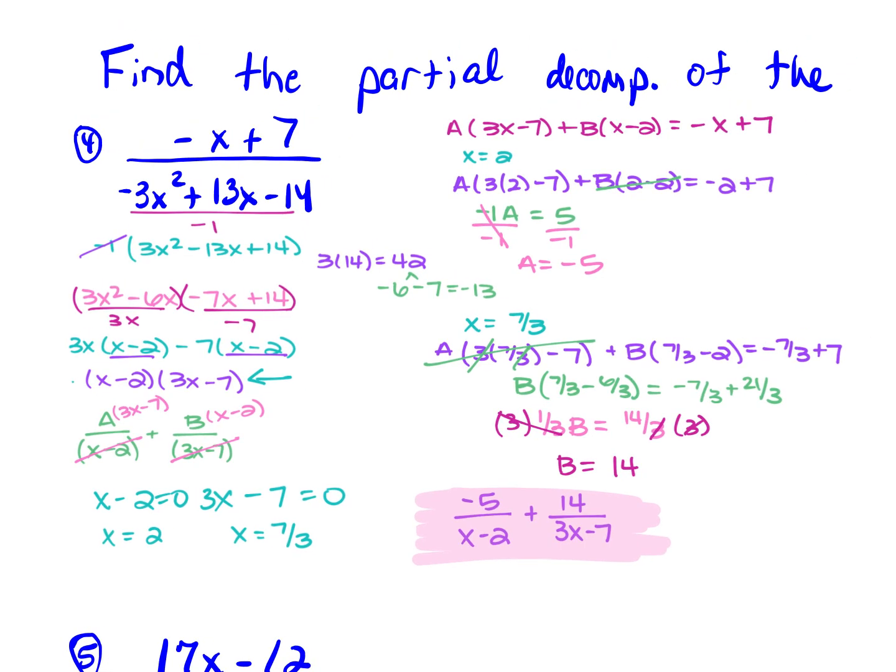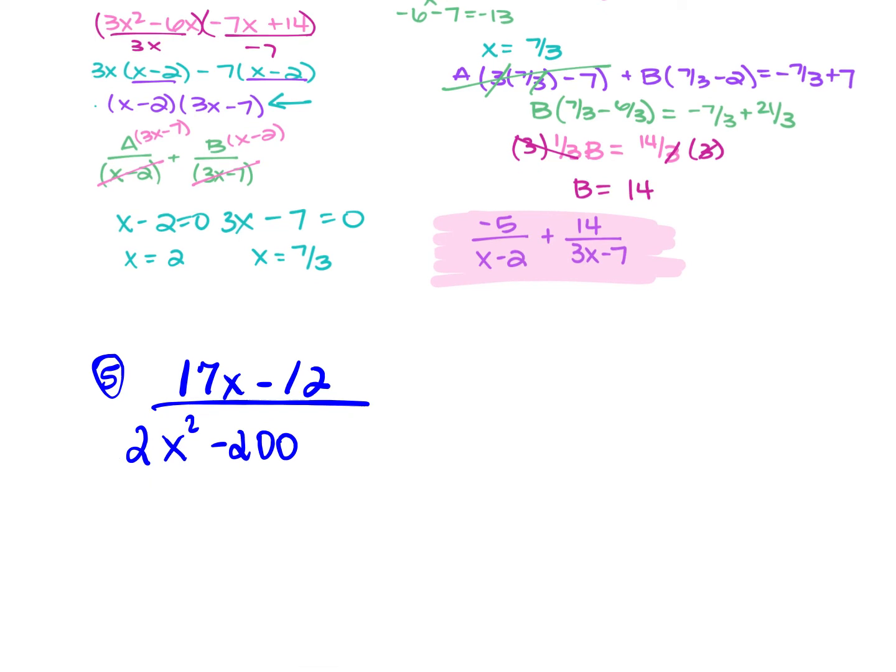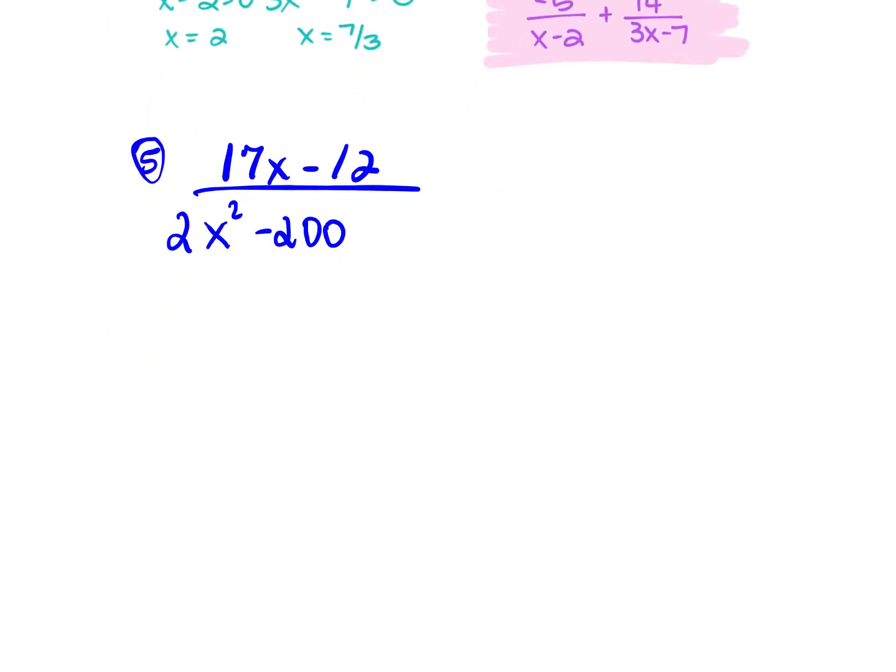If we look at the last one, we have 17x minus 12 over 2x squared minus 200. Your denominator can factor the greatest common factor, which is 2. This gives you 2 times x squared minus 100. The x squared minus 100 is a difference of squares, so that's 2 times x minus 10 times x plus 10.